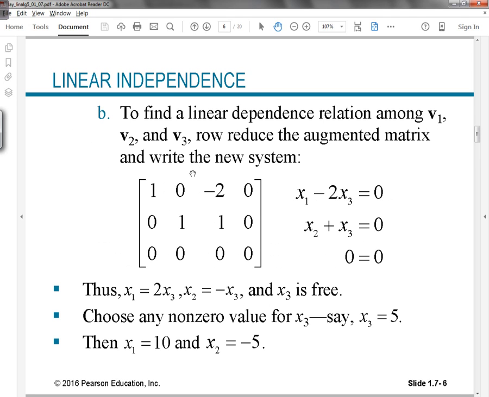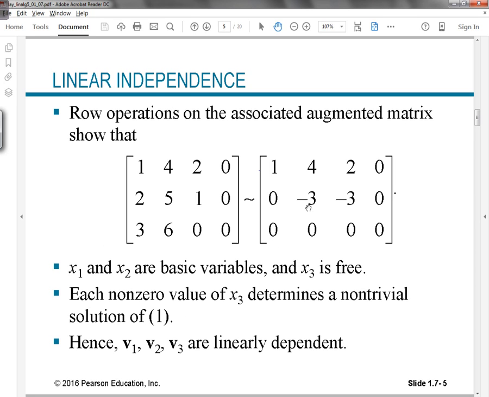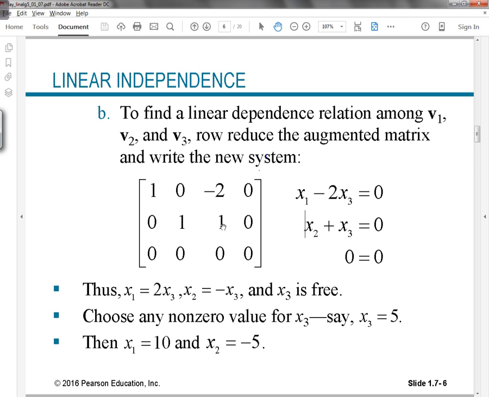Okay, so let's get back to this question, which is really simple. So if possible, the question is to find the linear dependence relations between V1 through V3. Yeah, so this is our echelon form, right? Then let's see, okay, so this is our reduced echelon form.